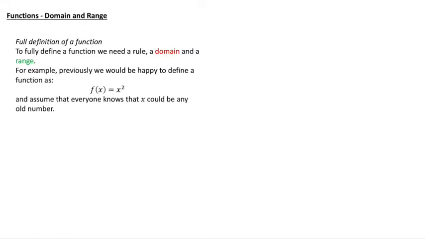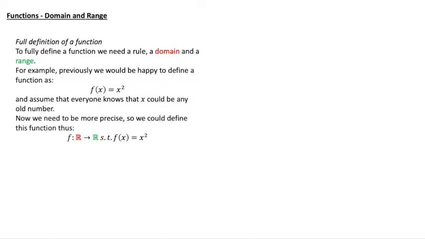So, for example, previously we'd be happy to define a function as f of x equals x squared and assume that everyone knows that x could be any old number. Now we need to be more precise. So we could define this function thus. All the colours are telling us is when it's red it's the domain and when it's green it's the range. So we could define it saying f is such that we're mapping from the real numbers to the real numbers, basically meaning any old number to any old number, and it is such that f of x is equal to x squared.